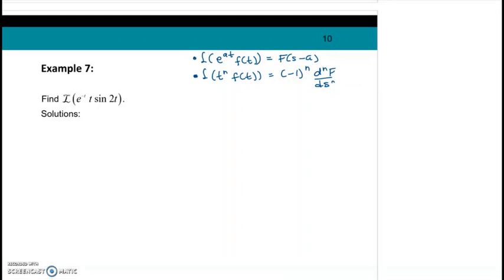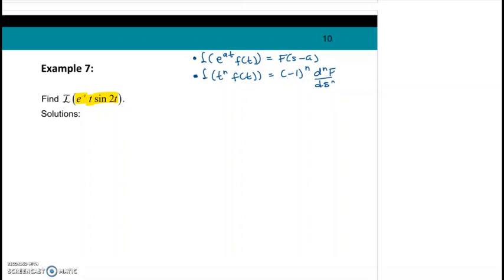For this example, we have exponent negative t, but we also have t times a function sine 2t. You can see these 3 terms here, and you can map to either one. You can map to the first shifting, or you can map to the multiplication by t^n. So you can do both. This is the example where we need to apply 2 properties to solve one problem.